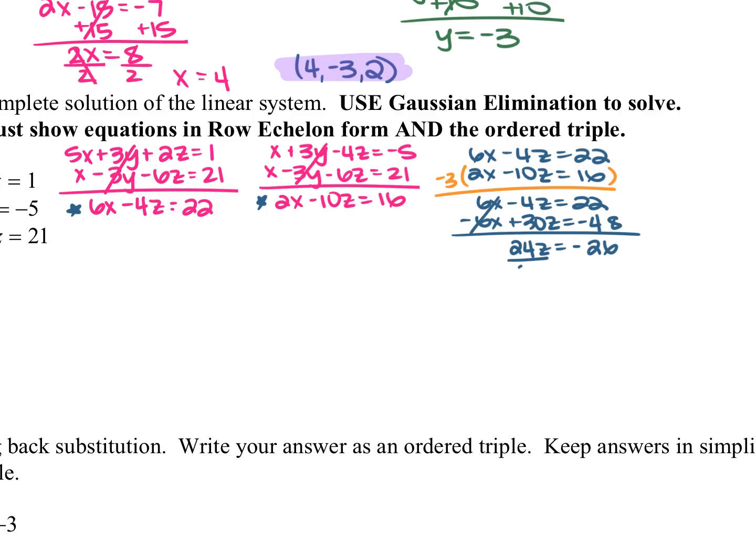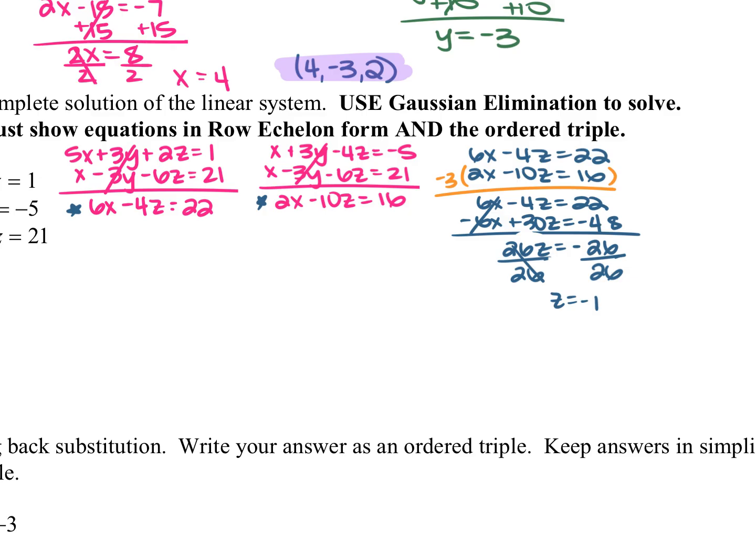Divide each side by that 24, and you have that z is -13/12. Let's backtrack from this because this should be 26, not 24. This should be 26z, not 24. So this should be 26z is equal to -26. You're going to divide each side by the 26, and you get that z is -1. That's a lot better.